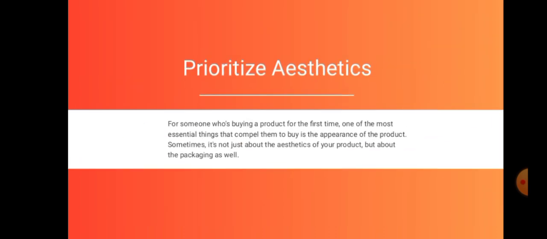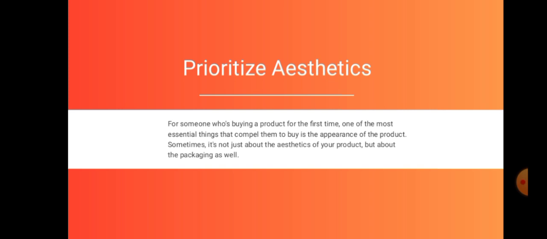So the next thing is to prioritize aesthetics. Now, this is something I briefly talked about earlier. For someone who is buying a product for the first time, one of the most essential things that compel them to buy is the appearance of the product. Sometimes it's not just about the aesthetics of the product, but also the packaging as well. So just keep this in mind.